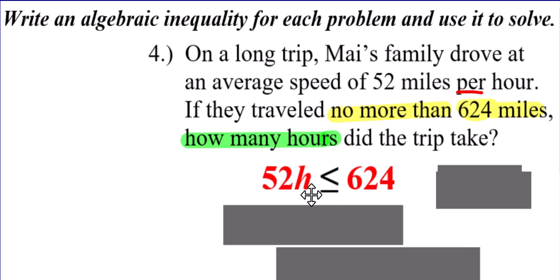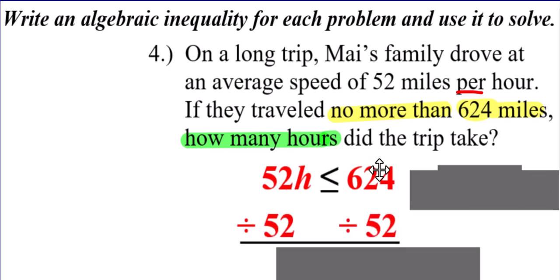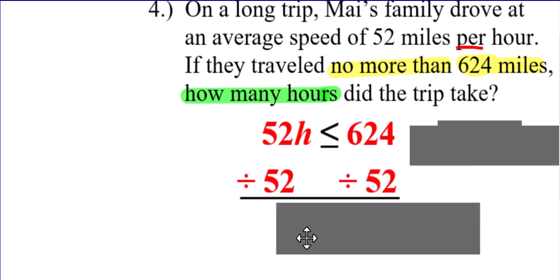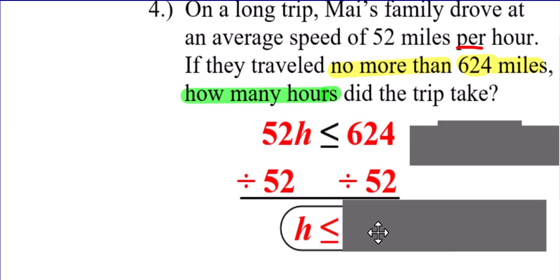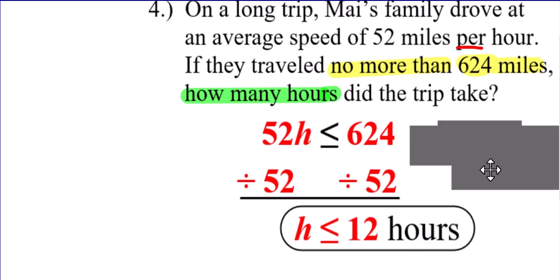Okay, what's happening to our variable? Well, it's being multiplied. We just said it. What's the inverse? We're going to divide. Do it on both sides. Since we're dividing by a positive, the inequality symbol will not switch direction. It only switches direction when you multiply or divide by a negative on both sides, and we're not doing that here. Go ahead, use your calculator if you need to. 624 divided by 52 is going to give you 12. Since we're trying to find how many hours, let's put that label on our answer.